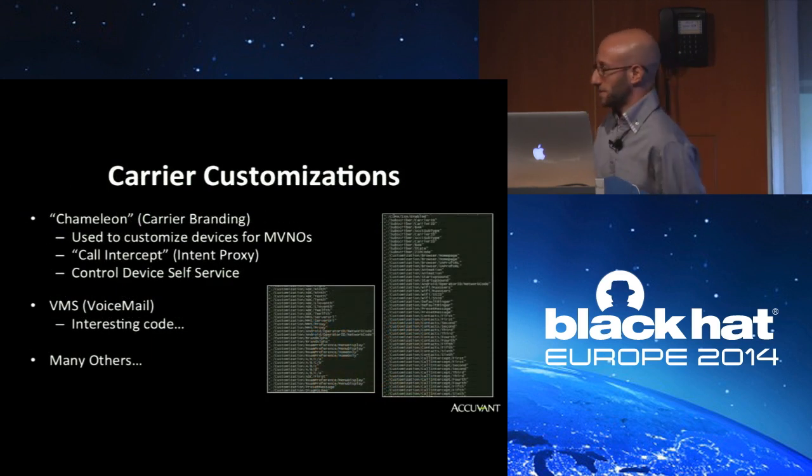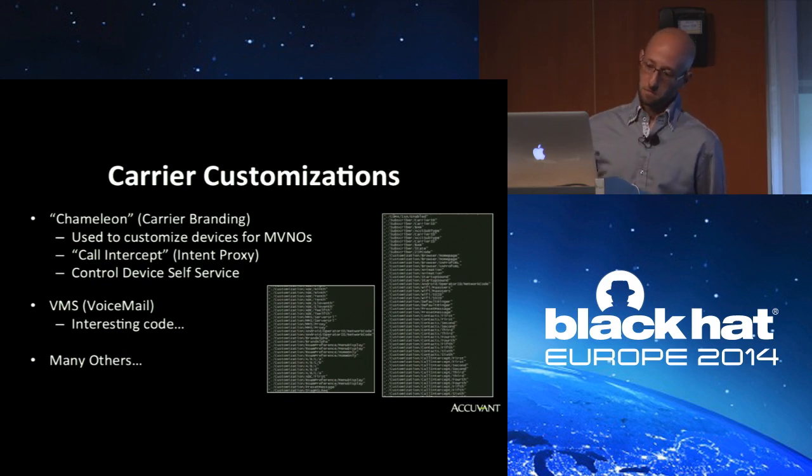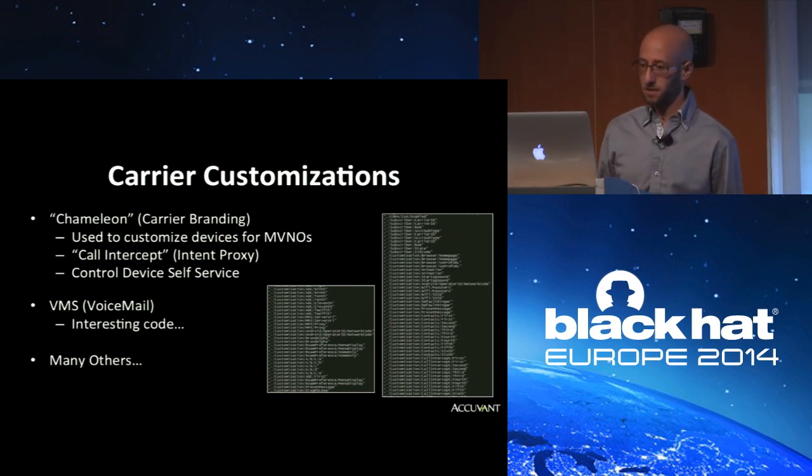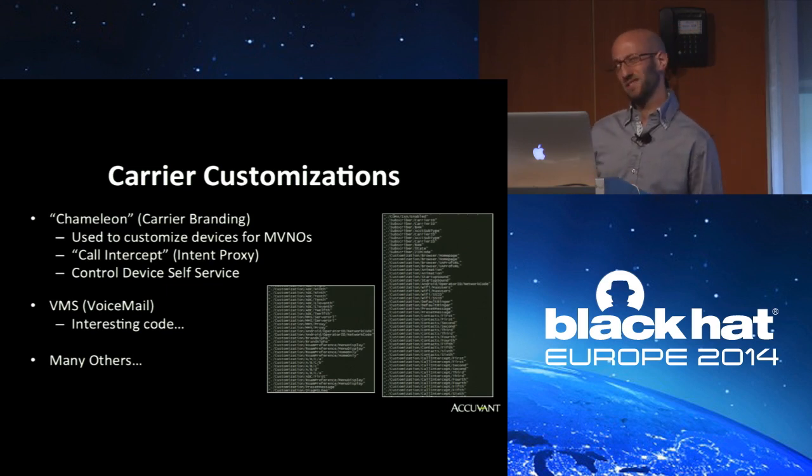Okay, another interesting one. Carrier customizations. So what we found in one of the major US carriers is something called, according to their actual code, chameleon, or carrier branding. Pretty much it's used for MVNOs. You all have a fair amount of those out here, mobile virtual network operators. So it can perform things like call intercept.